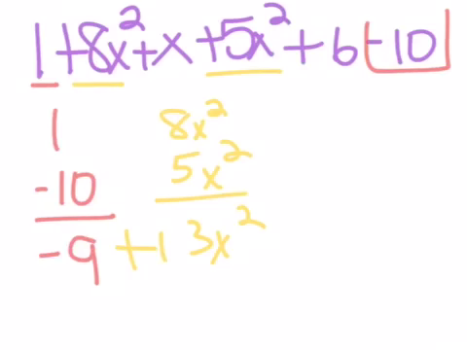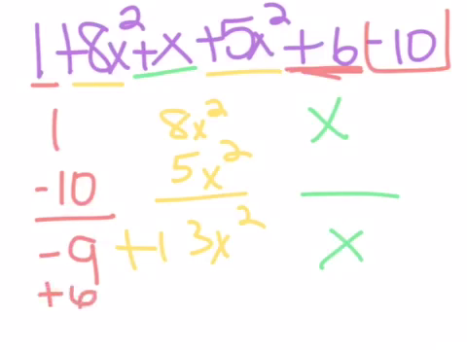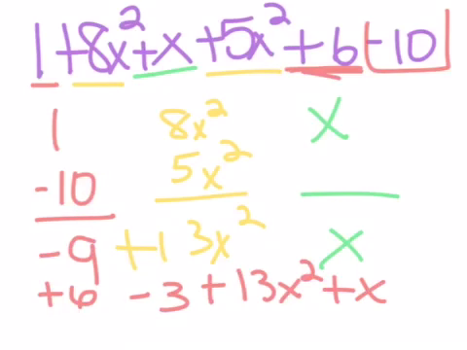And the last one is x. I made a mistake, so I need to go back. But x is by itself. I'm not adding it with anything, but I see something else I forgot. I have a plus 6, so I need to go back to the first one and add 6 to negative 9. So that gives me negative 3 plus 13x squared plus x.